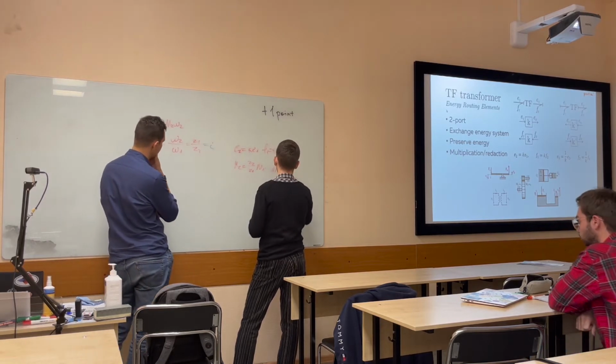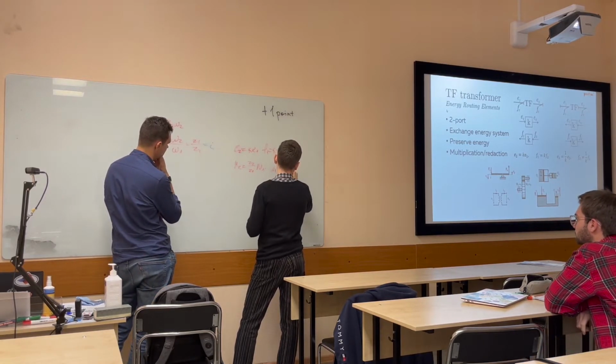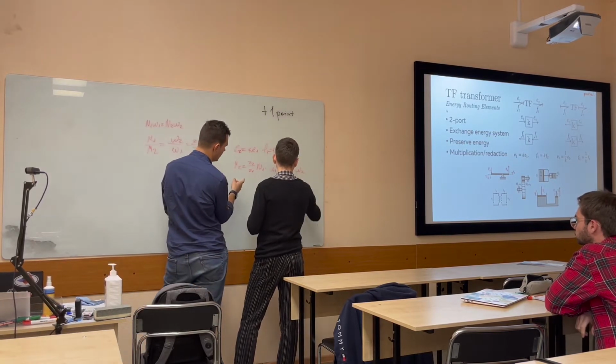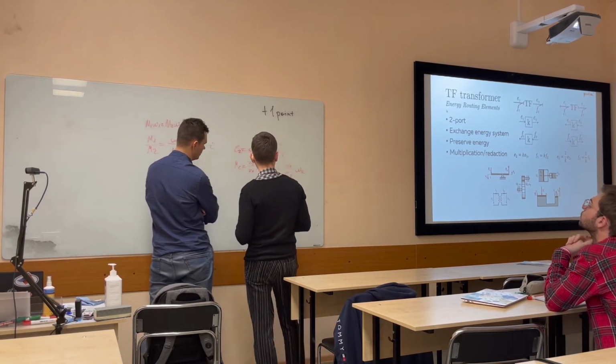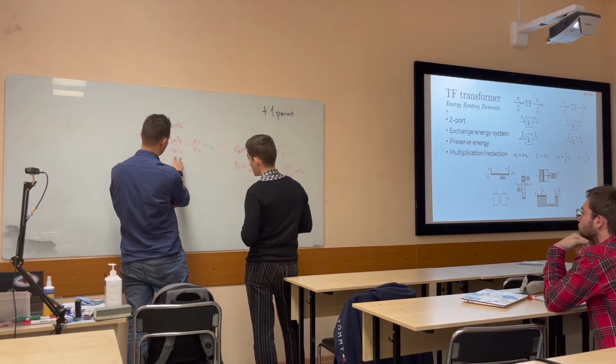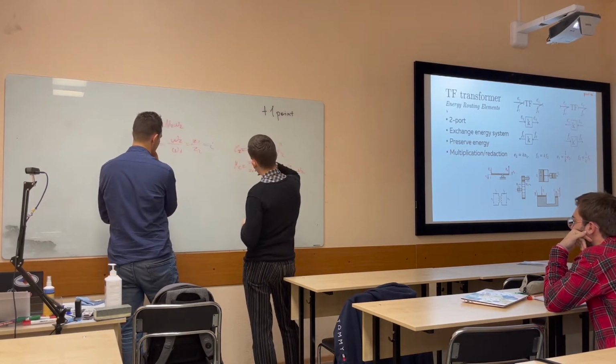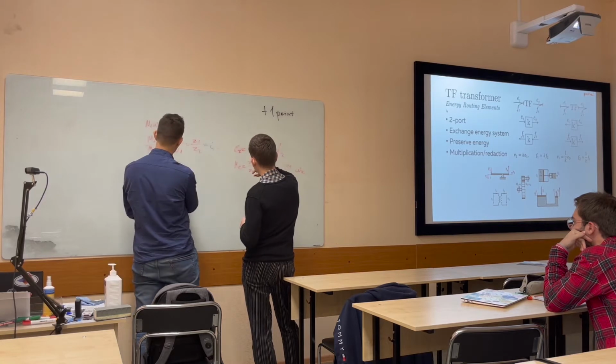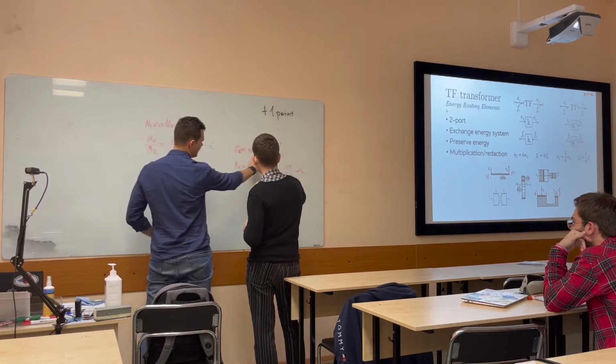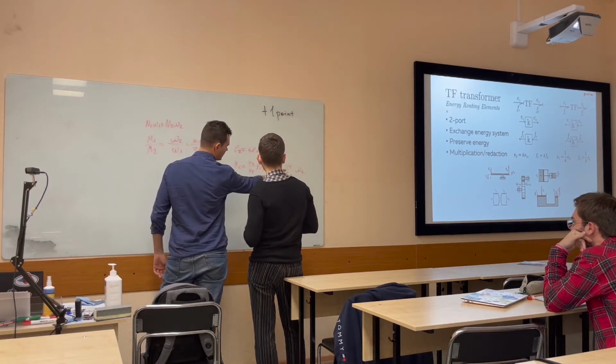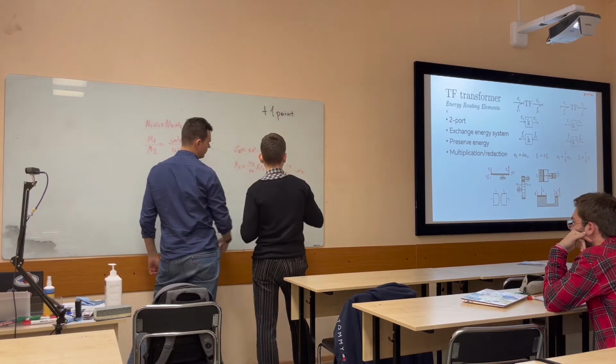Maybe 1 over Z1 over Z2. Why did you change it? Because you see, omega 1 is supposed to have the same coefficient, so it's supposed to be Z2 over Z1. Yes, bingo.